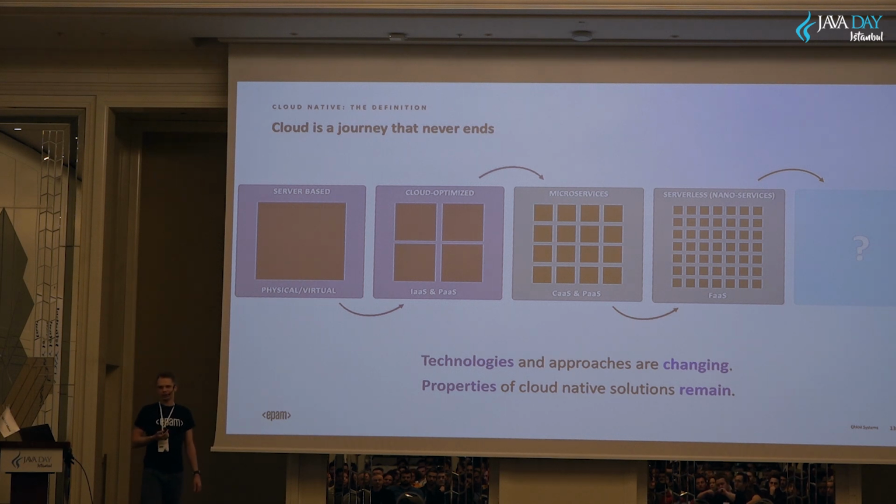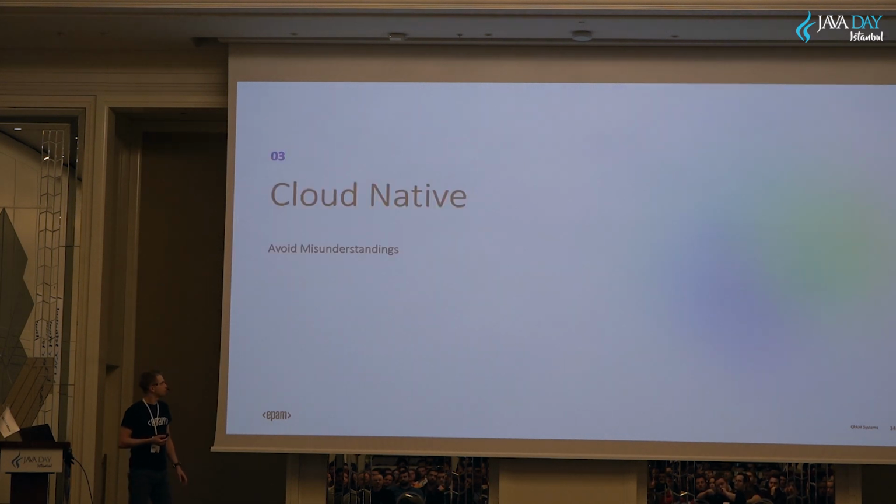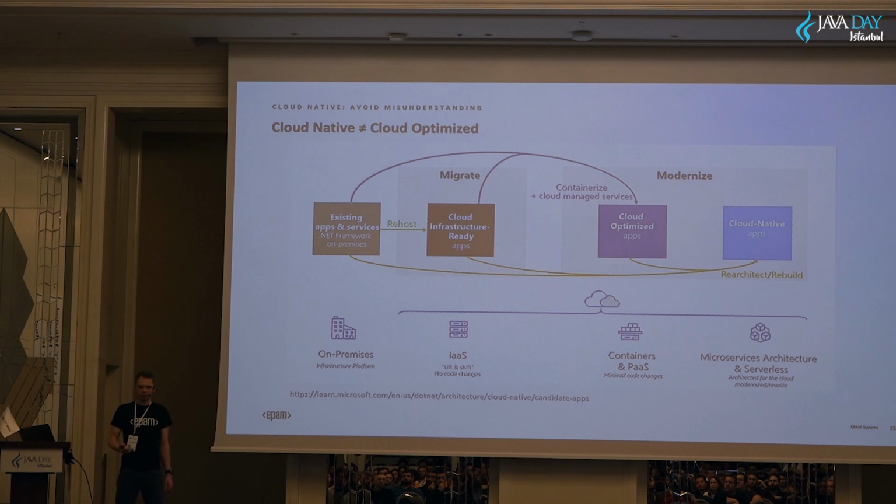Why am I asking this question? Because there is a lot of misunderstanding regarding the cloud-native definition. If we ask, for example, 10 software engineers, they will provide us 10 different definitions of cloud-native. And with the next slide, I would like to give you a short overview of these misunderstandings. For example, let's start with cloud optimized. Some people say about their product that it is cloud native, but if we deep dive into this application, we understand it is just cloud optimized.